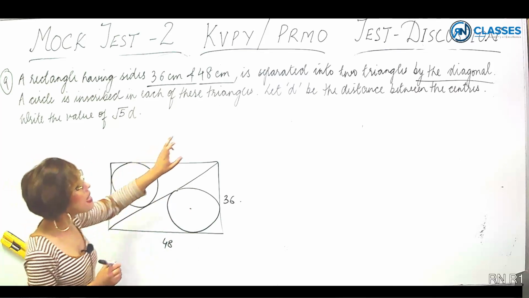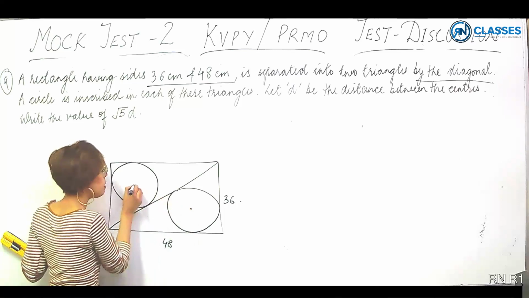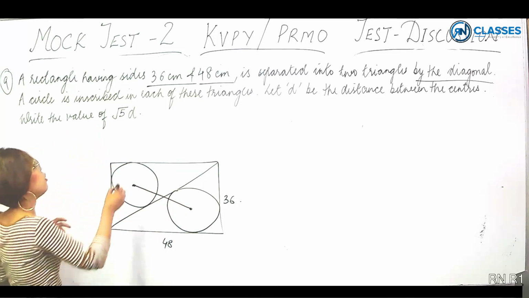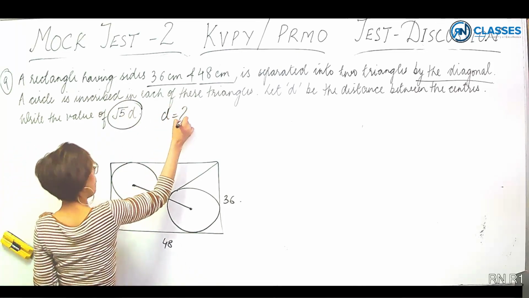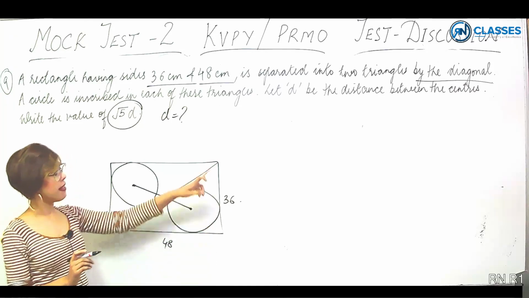Right? Now he says let D be the distance between their centers. So this is the center, this is the center, D is this distance. Right? Now he says write the value of root 5 into D. So basically I need to find the value of D. Right? Okay. Now I have to make use of the fact that this is a rectangle.